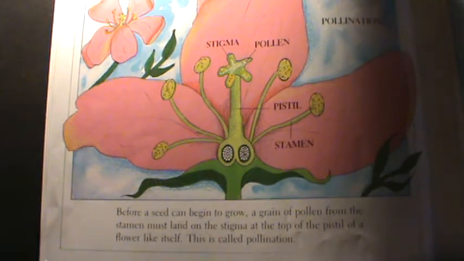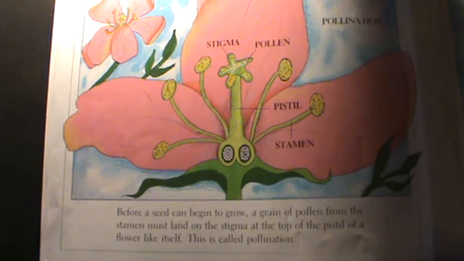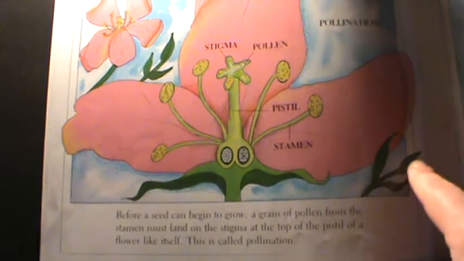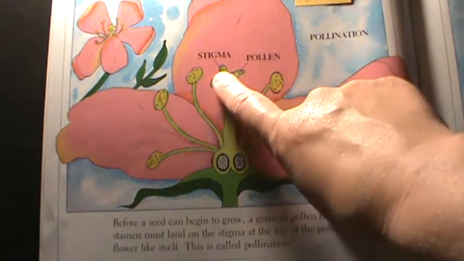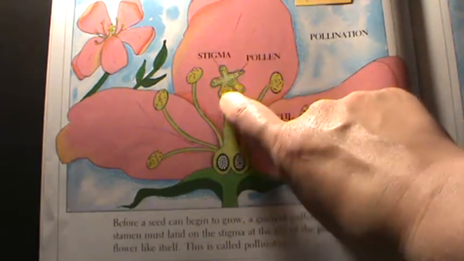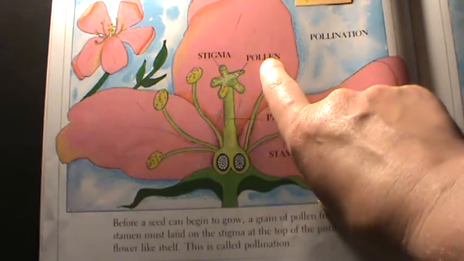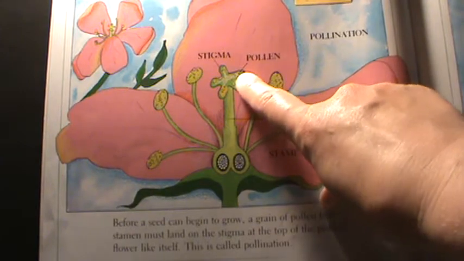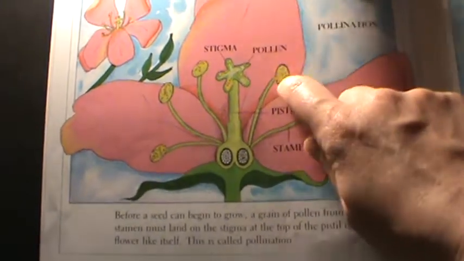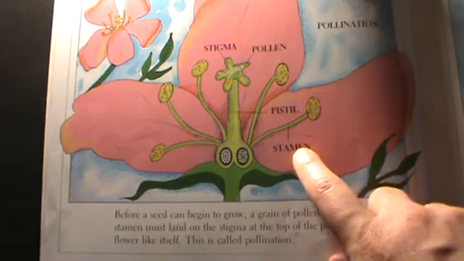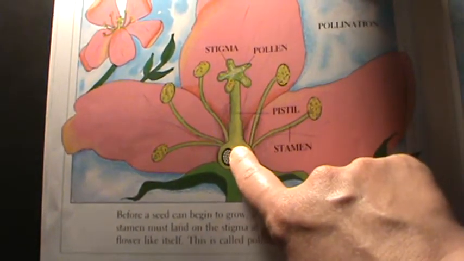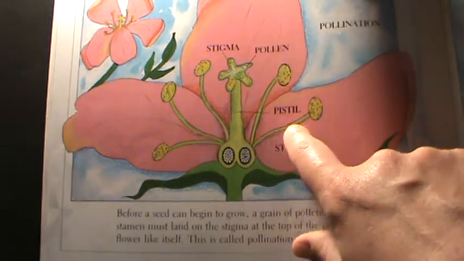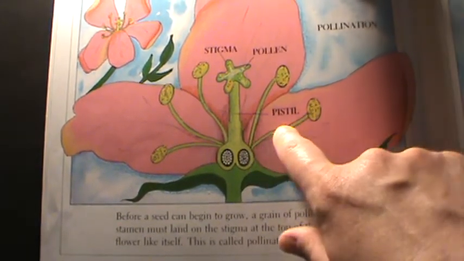So, this is called pollination, but this is the stigma. These little tiny yellow orange pieces are the pollen, so the little speckles of pollen. This is the pistil, and then this is the stamen.